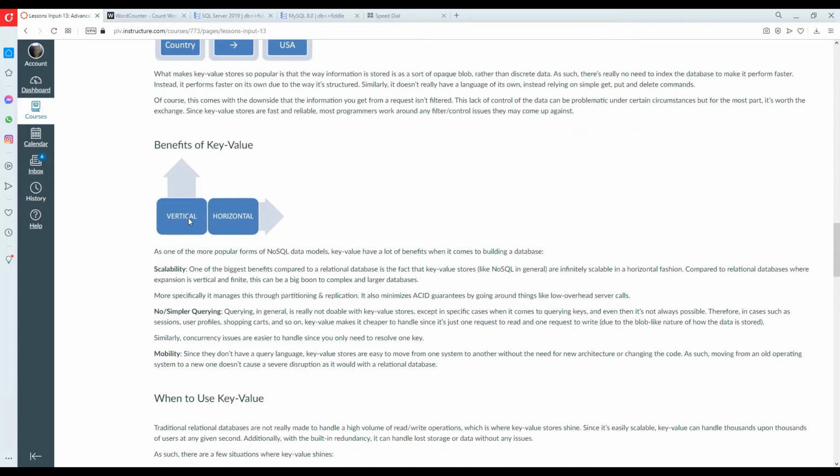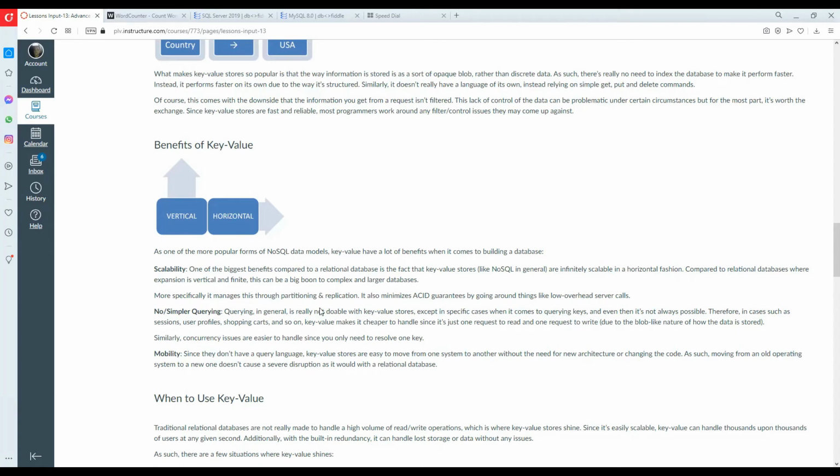So when we say vertical, we increase the resources used by the server. When we say horizontal, we increase the number of servers. Scalability. One of the biggest benefits compared to a relational database is the fact that key value stores are infinitely scalable in a horizontal fashion, which is a big advantage to complex and larger databases.